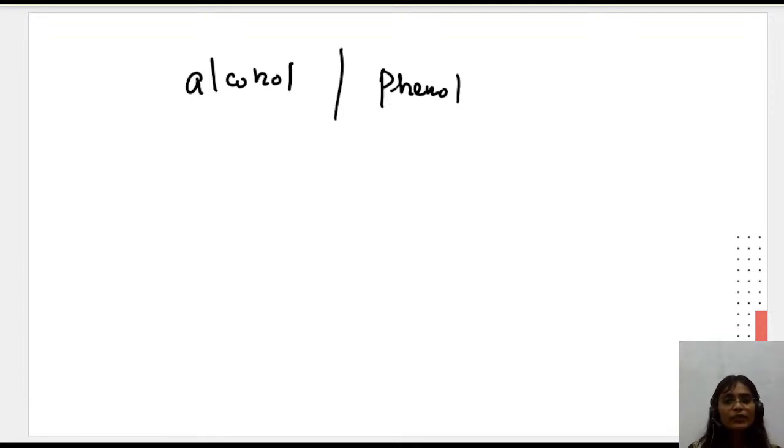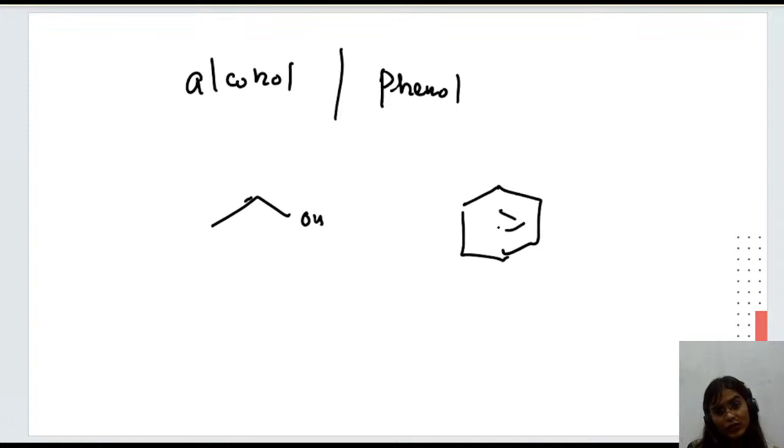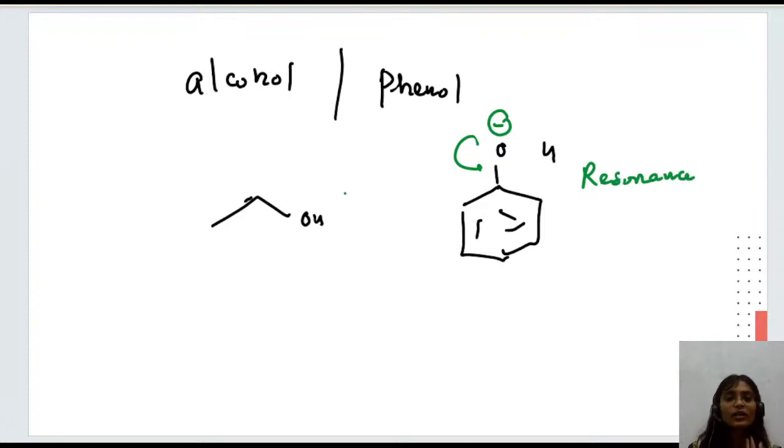Which one is more acidic between alcohol and phenol? Phenol, right? Why is the answer phenol? Because if you have alcohol, versus a phenoxide ion with a benzene ring, look at this: if this bond breaks, this is negatively charged, and resonance is the key point here. That resonance is the reason behind the stability. So be noted that phenol most of the time has a greater acidic strength than alcohol. I hope this point is clear for everyone.